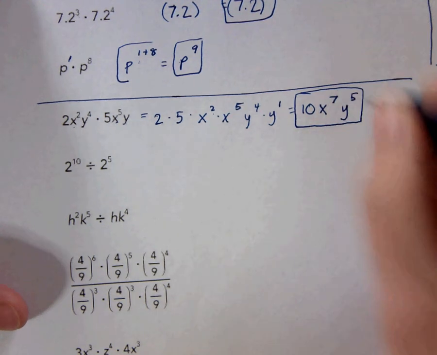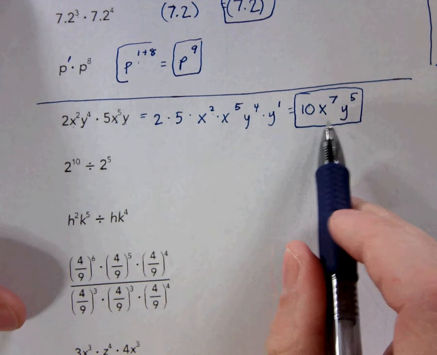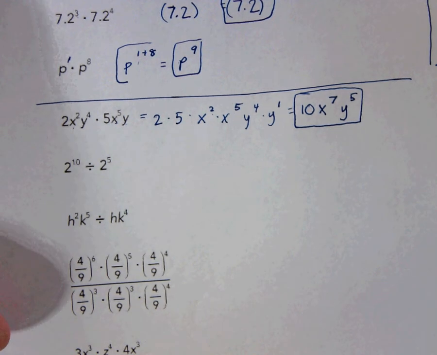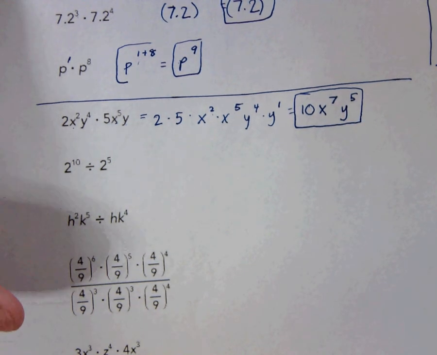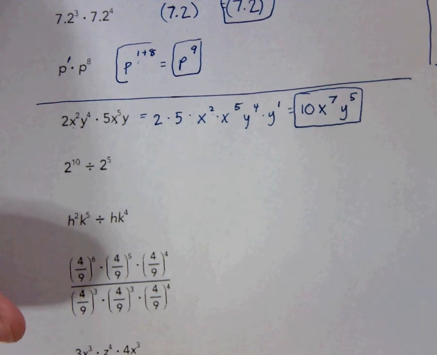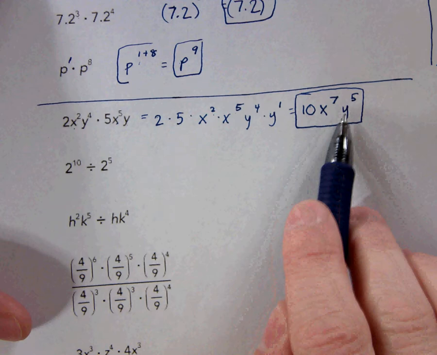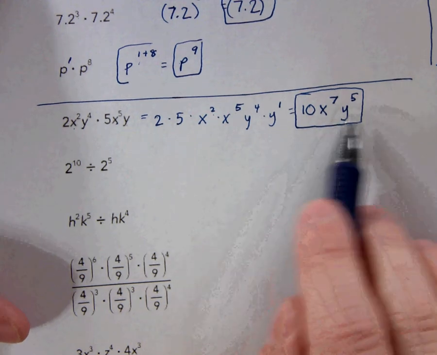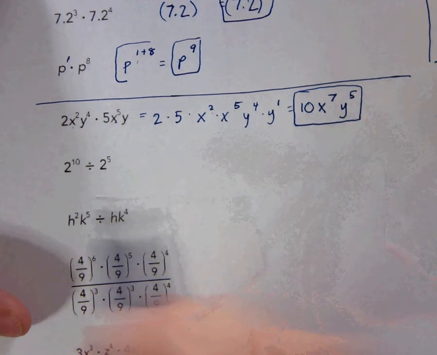And this is as simple as we can get. Remember, numbers are numbers, and x and y are not the same variable. They're not going to combine. They're not going to simplify. It's not going to turn into something xy. It's got to stay like this. So 10 times x to the 7th times y to the 5th. Now it could be in any order. It could have been x first. It could have been y first. It doesn't really matter. But this is the final answer.